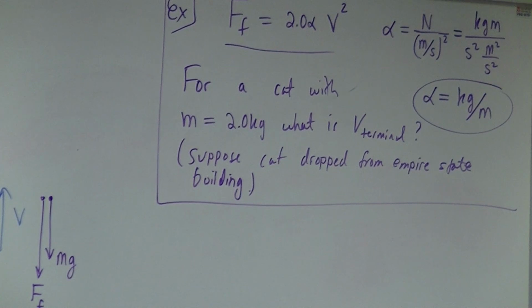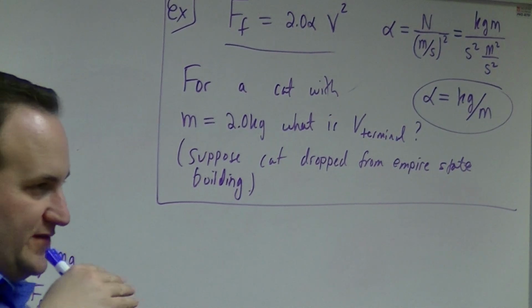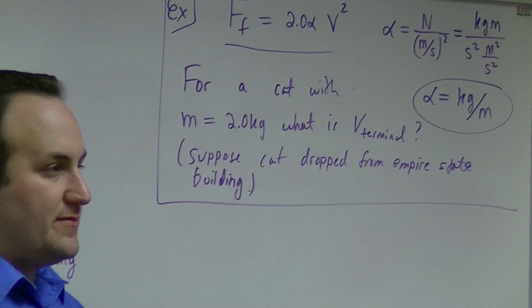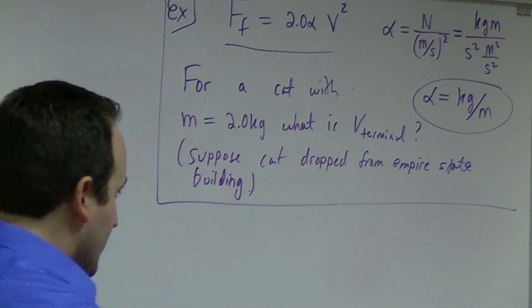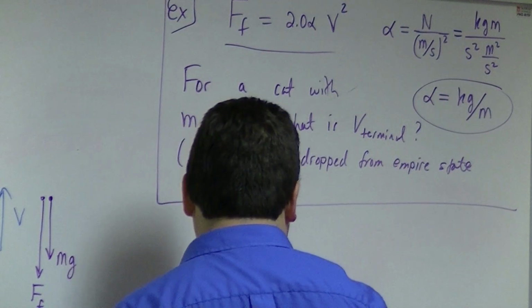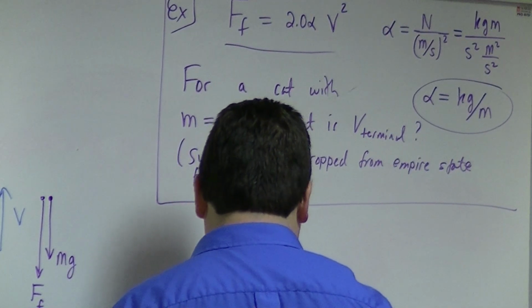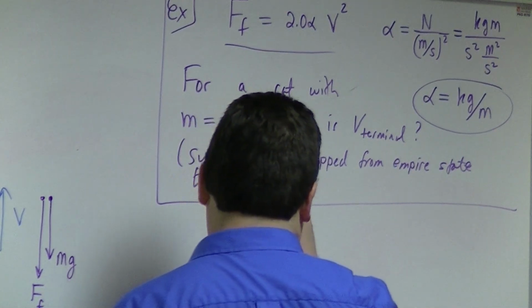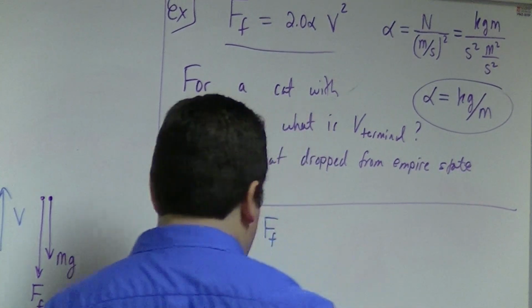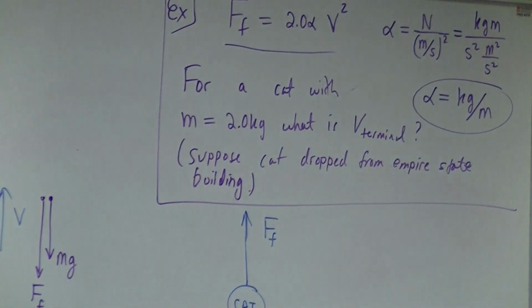So the terminal velocity is that velocity at which the cat stops speeding up. It's the highest velocity you can reach because there's some velocity where mg down and the force of friction up balance. When that happens, the acceleration is 0. It's falling down, right? But it doesn't go faster.